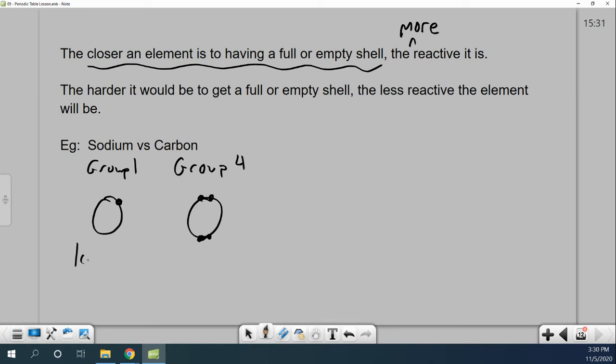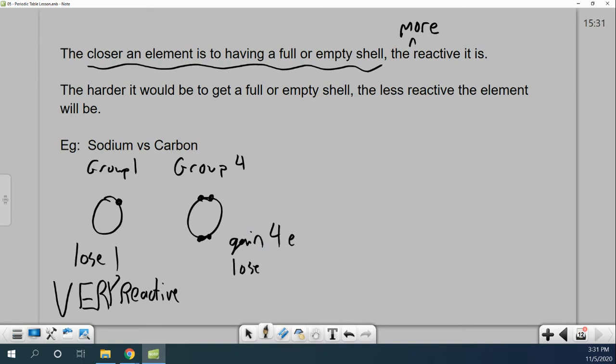Well, group 1 is obvious. Lose it. Lose 1. So is it going to be reactive? Very reactive. If I look at carbon, I could gain 4. That would get me to 8. Or I could lose 4 electrons. That would get me to 0. Both are good. But I mean, that's a lot of work, gaining 4 or losing 4. So it is probably going to be barely reactive.